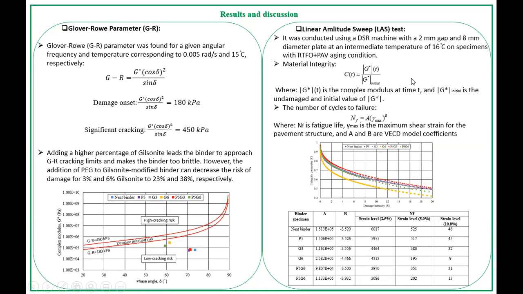For fatigue performance test, we did LAS test. The first parameter was material integrity. The worst specimen was samples containing 6% Gilsonite. Also, we found the number of cycles to failure, and you can see the results in the table. As you can see, the sample containing 5% PEG didn't make a big change, but samples containing Gilsonite decreased the fatigue performance of the binder.